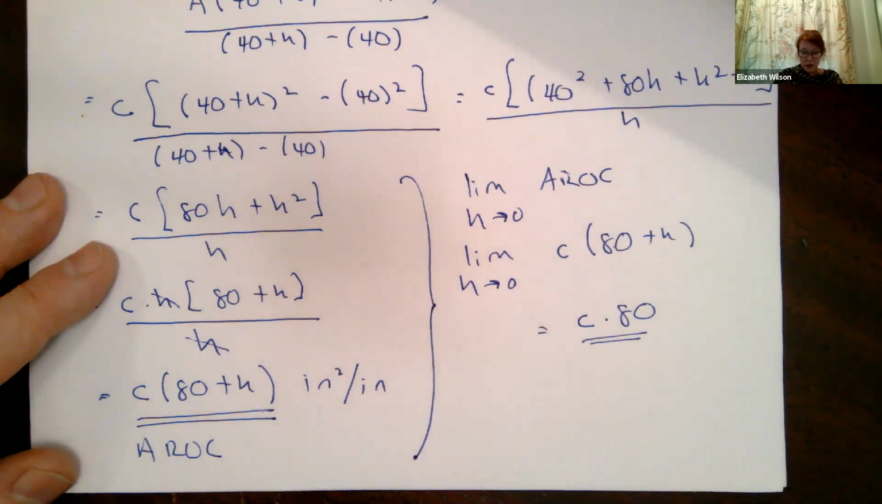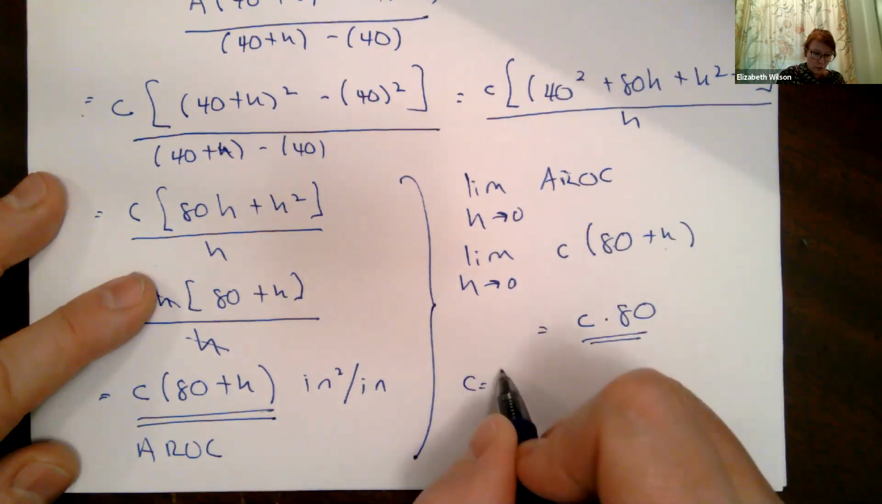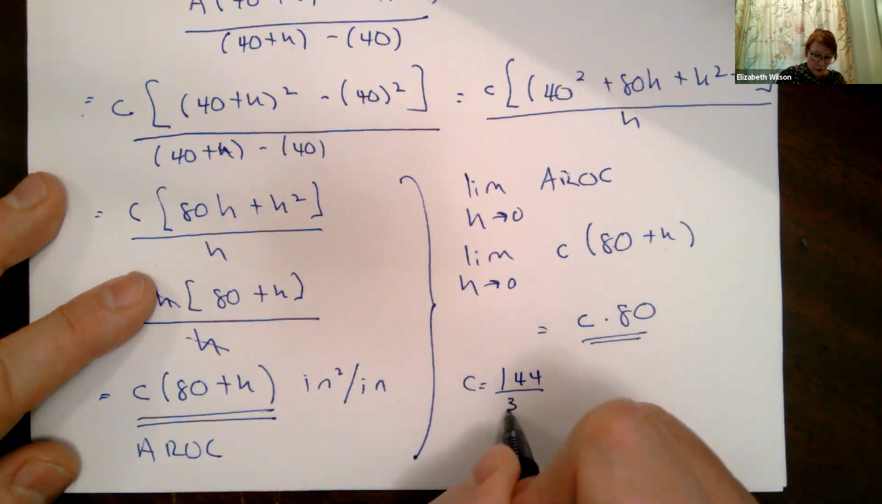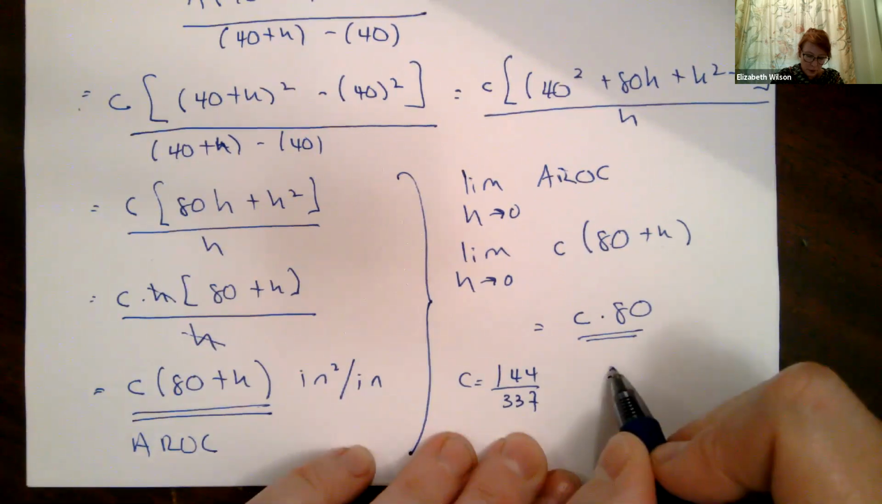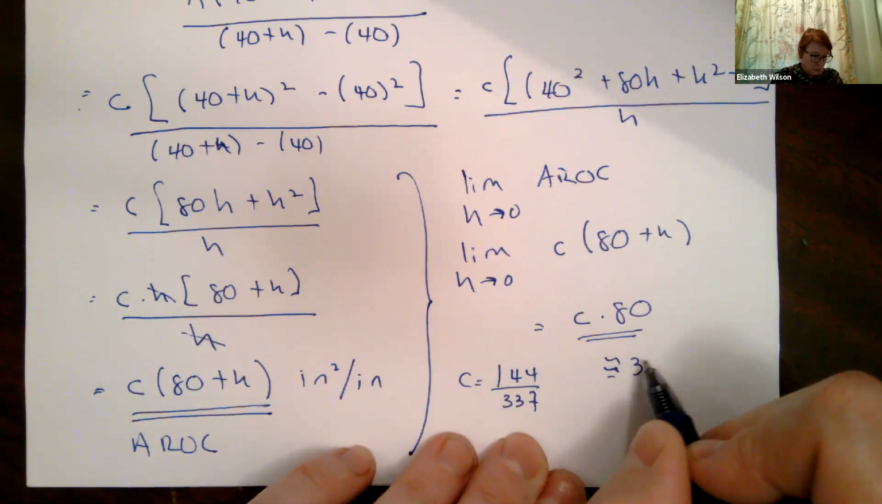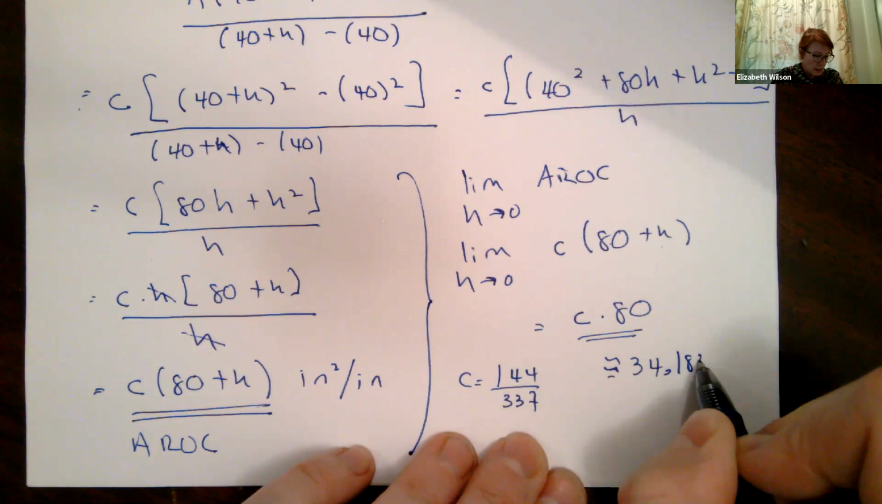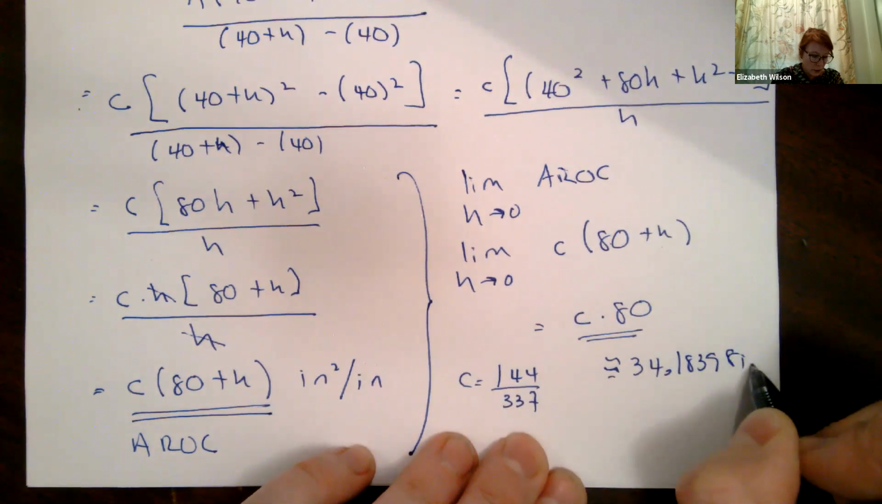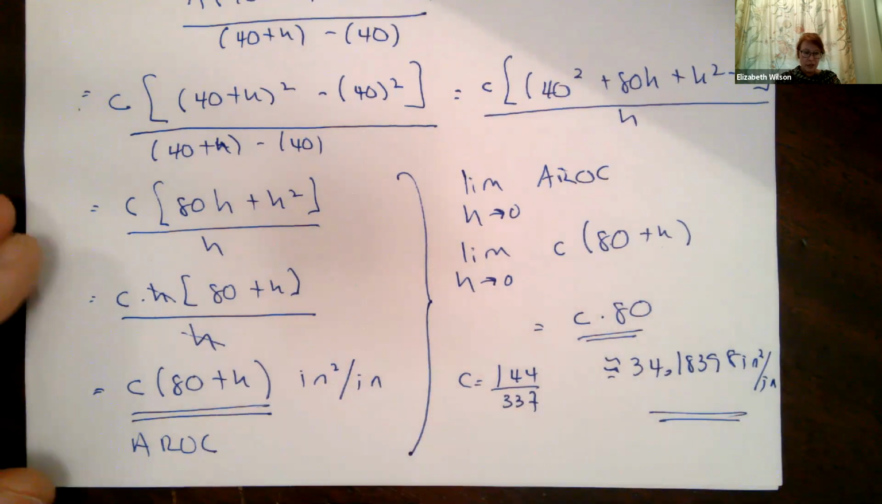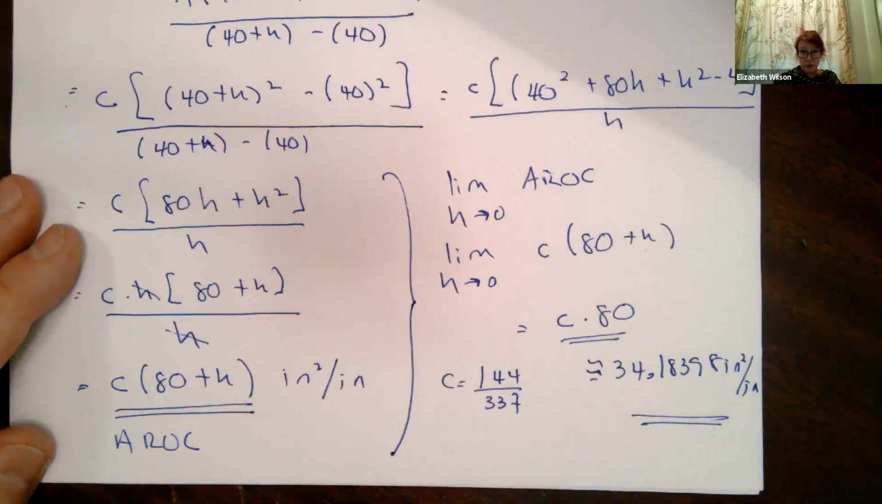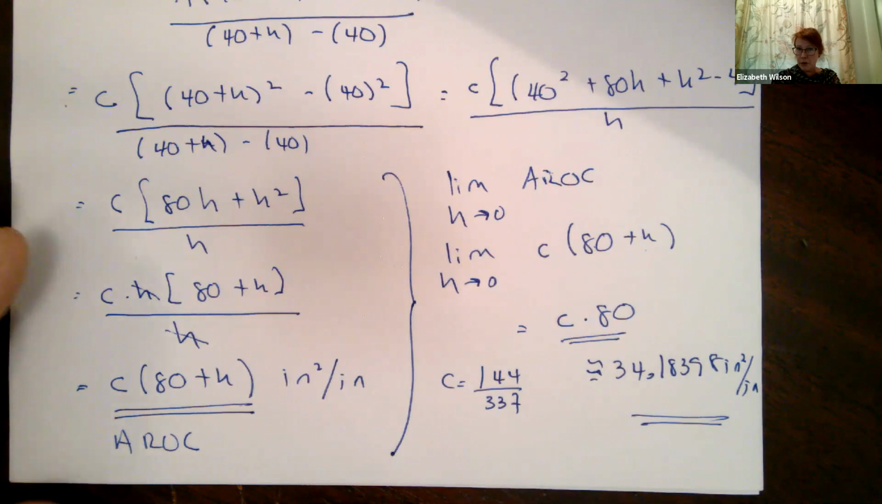Now I can plug in C. Remember, C equals 144 over 337. So this is approximately 34.18398 inches squared per inch. That's the instantaneous rate of change when our diameter is equal to 40.